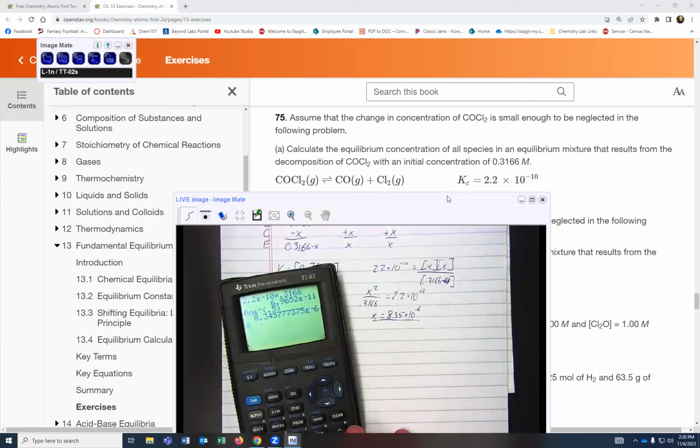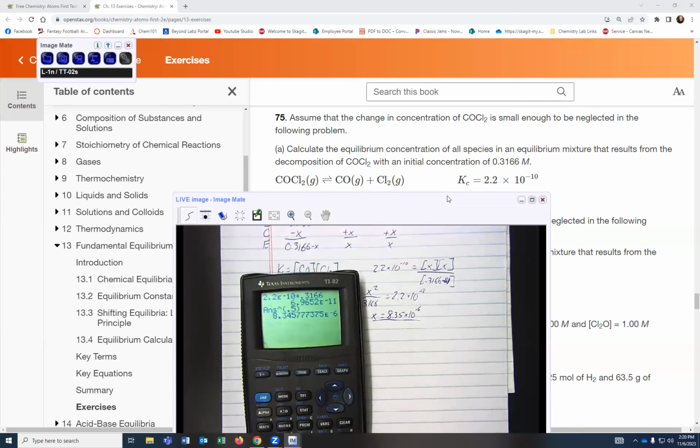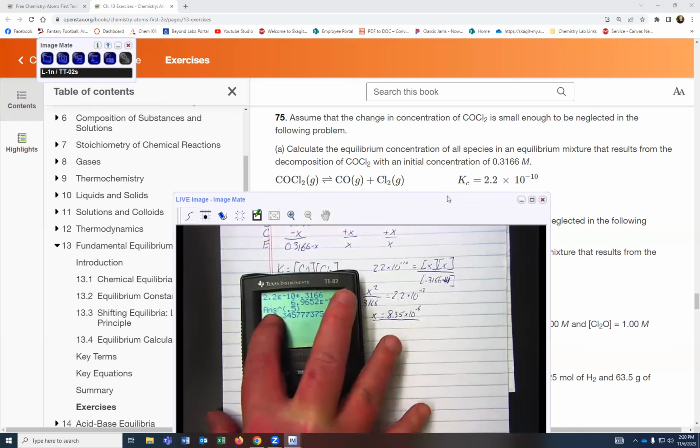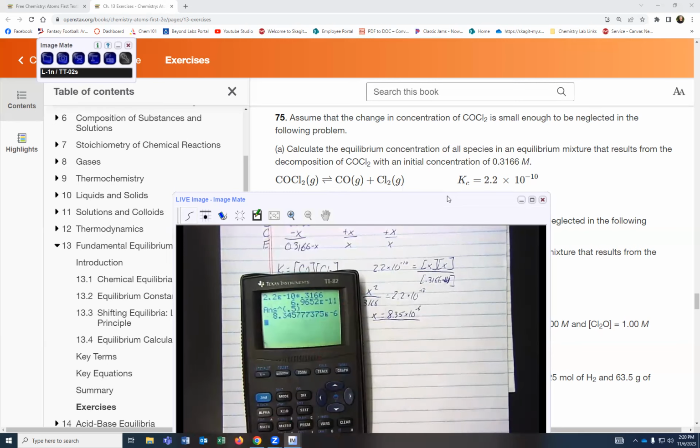What I just solved for, that 6.9652 times 10 to the minus 11, is x squared. So I had to take the square root of this to get x. I did that by taking that answer and raising it to the 1/2 power, which is the same as taking the square root. You guys getting the same value as I am for x?